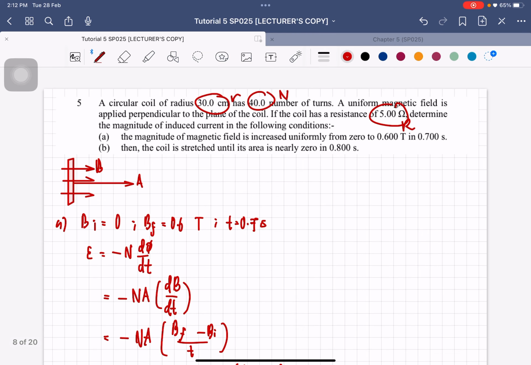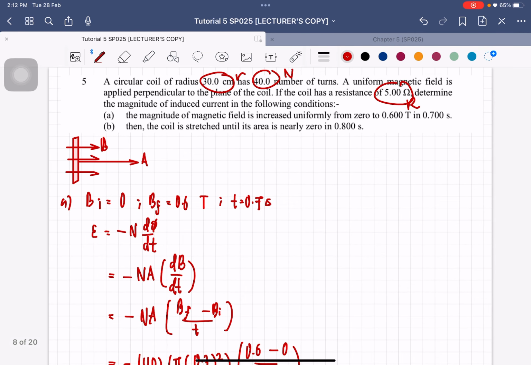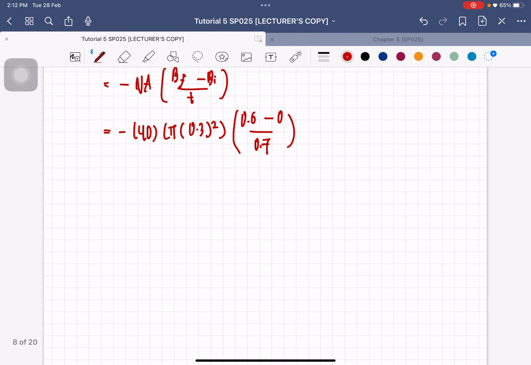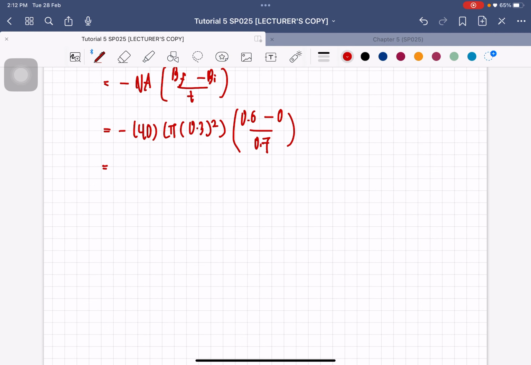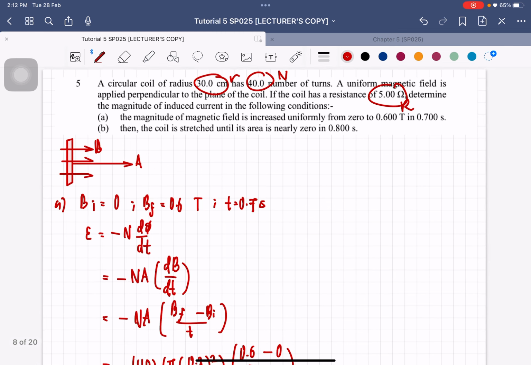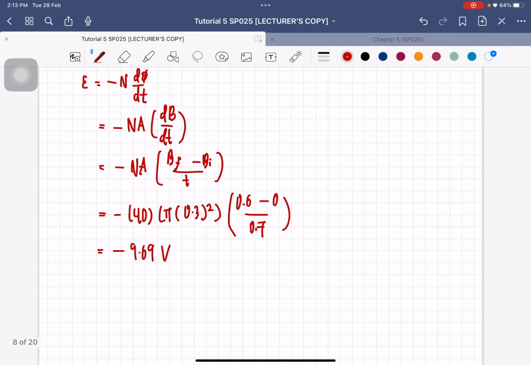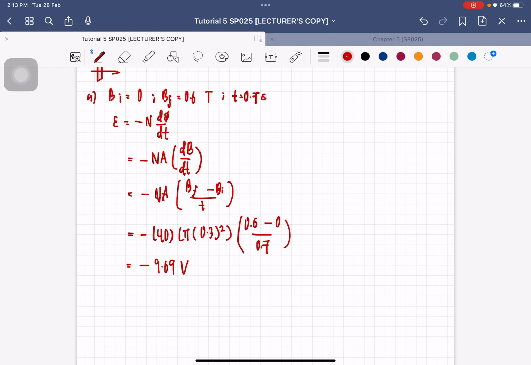0.6 minus 0, divided by 0.7. Alright. Then you will get the induced EMF to be equal to negative 9.69 volt. Okay? Then what does it ask? It asks that the coil is stretched until... it asks to determine the magnitude of induced current. Okay, it asks for induced current, but right, we just needed to find the induced EMF first.